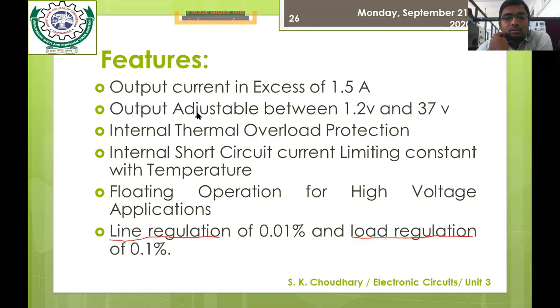Load regulation is the capability to maintain a constant voltage level on the output channel of a power supply despite changes in the supply's load.